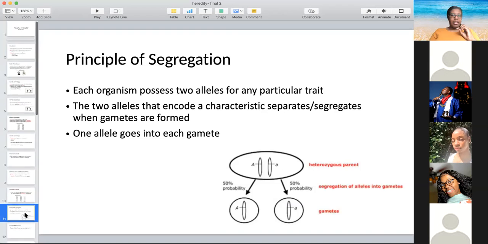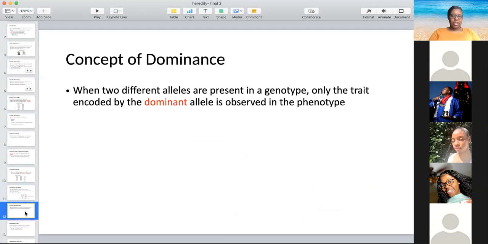All right. So let's look at a couple more concepts. The concept of dominance. I just kind of alluded to it a little bit before, but write this specific concept down on your paper. The concept of dominance tells us that when two different alleles are present in a genotype, so that heterozygous pair, only the trait that's encoded by the dominant allele is observed in the phenotype. That's the concept of dominance in genetics.